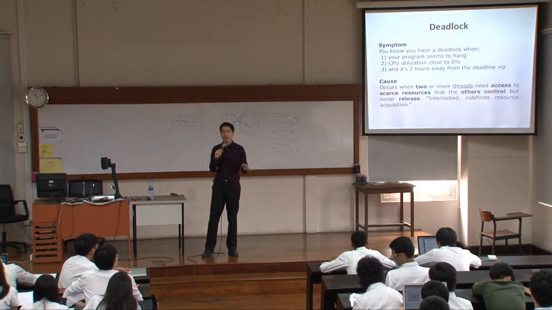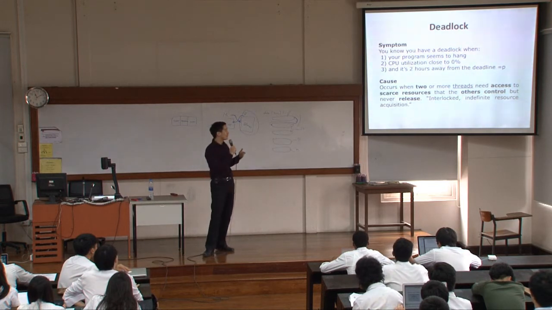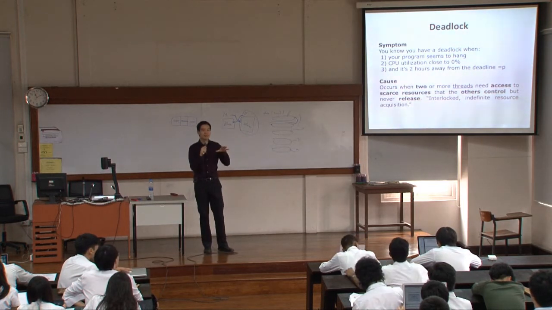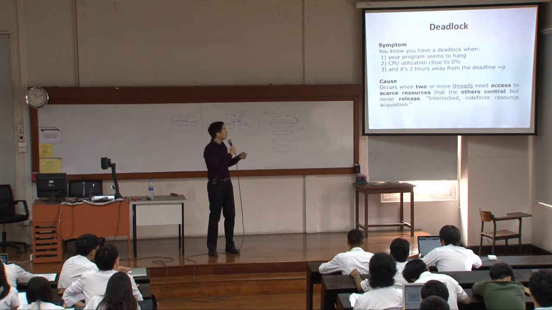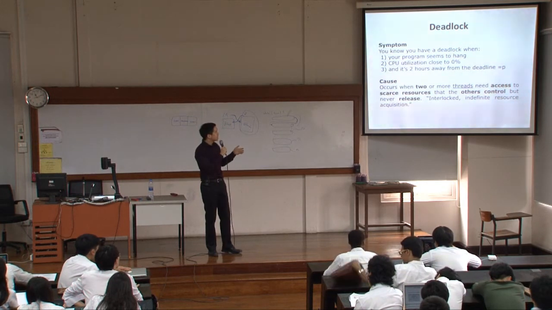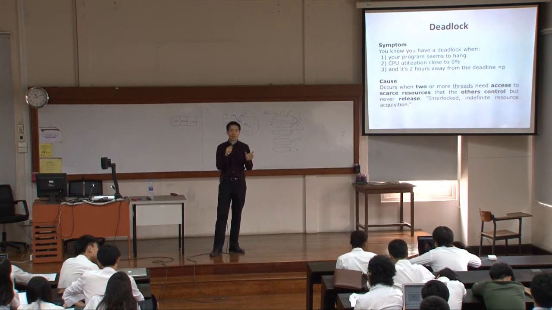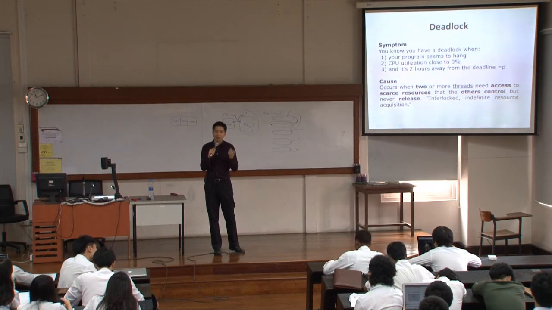If you only had one thread, you can't ever lock yourself. You can, but we're not going to talk about that. But for the case where you have a normal case, when you have multiple threads running, deadlock occurs when you have multiple threads trying to access the scarce resource that other threads are currently controlling.